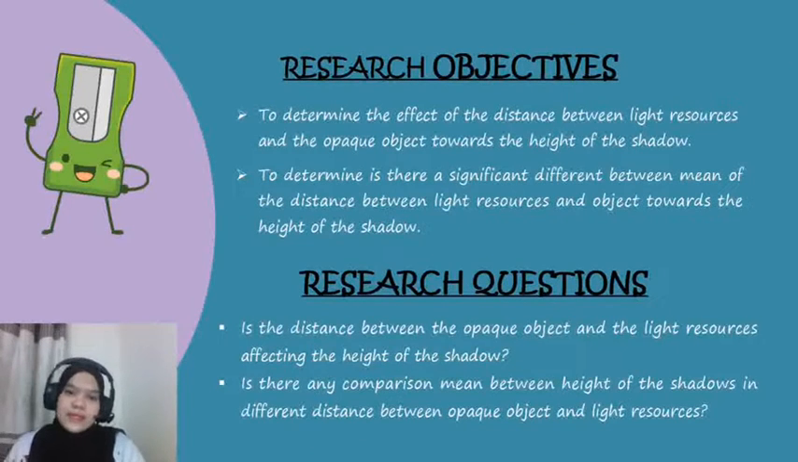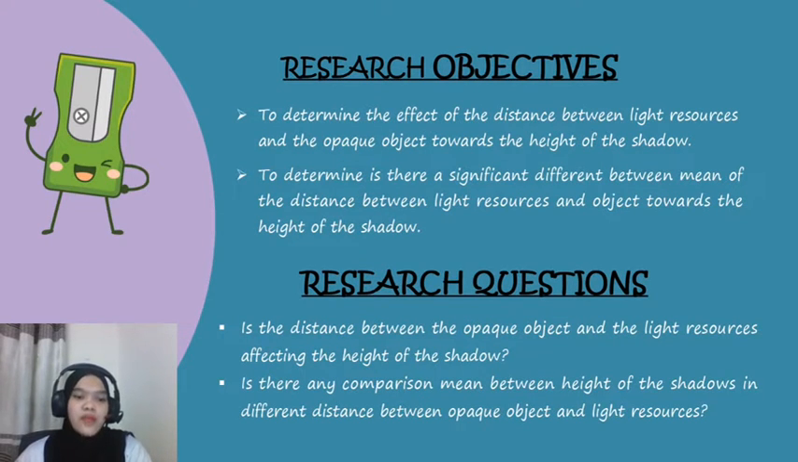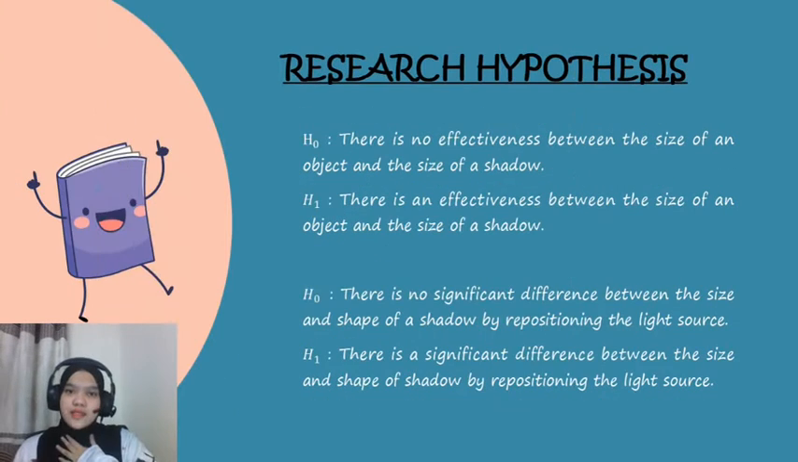The research objectives for this experiment are to determine the effect of the distance between the light source and the opaque object on the height of the shadow, and also to determine whether there is a significant difference between the means of the distance between light source and object on the height of the shadow. For the research question: is the distance between the opaque object and the light source affecting the height of the shadow? And the other question: is there any comparison of means between the height of the shadows at different distances between the opaque object and the light source? Next, we proceed to the research hypothesis.